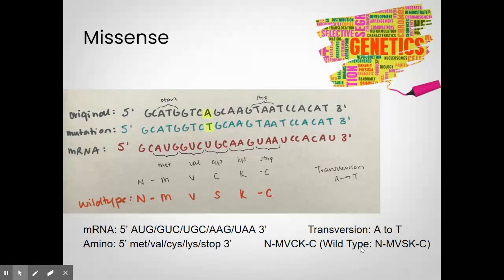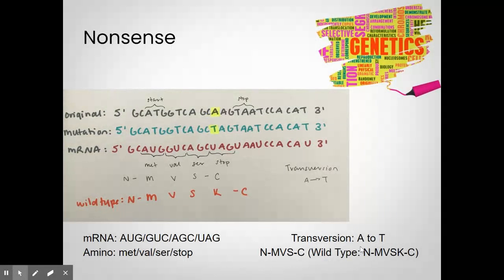A missense mutation changes the resulting amino acid. This can alter the protein function, however, this is not always the case. In this example, a highlighted transversion mutation from an A to a T changed our SER amino acid to a CYS amino acid. A transversion is a change from a purine to a pyrimidine, or vice versa, and a transition is a change from a purine to a purine or a pyrimidine to a pyrimidine.